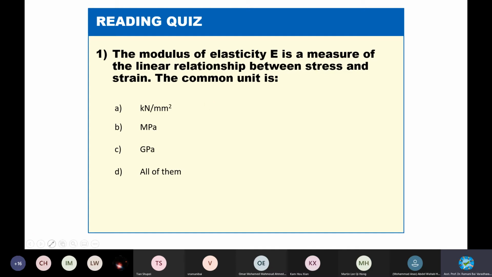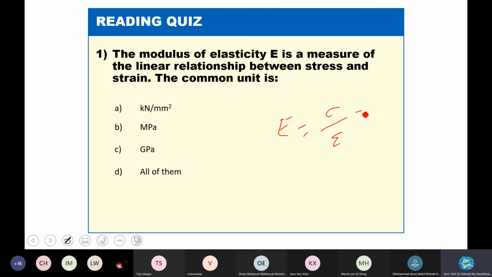We define this as, you substitute then, we call it a coefficient. You substitute the units, you will get it. What is the unit? We write it as E is equal to stress over strain, the ratio between stress and strain.